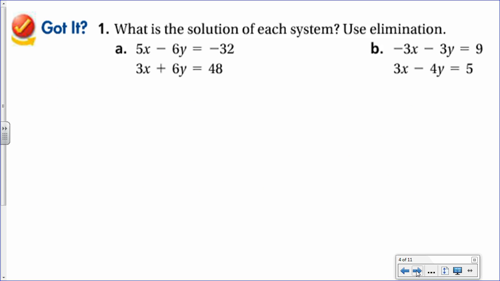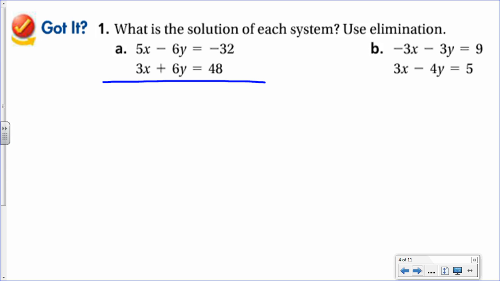Okay, letter A here. I make sure everything's lined up vertically. You see how the x's are on top of each other, the y's are on top of each other, and then you have your constants. I look at the x's and I notice that one's a 5x and the other's a 3x, so they don't eliminate. But the y values do. You have a negative 6y and a positive 6y. Now, when you have that, you draw a line, and then we're just going to start adding.